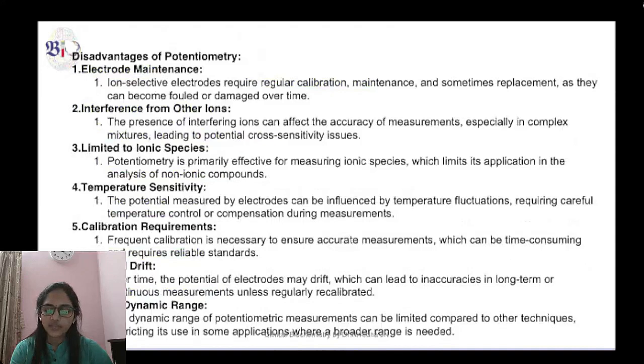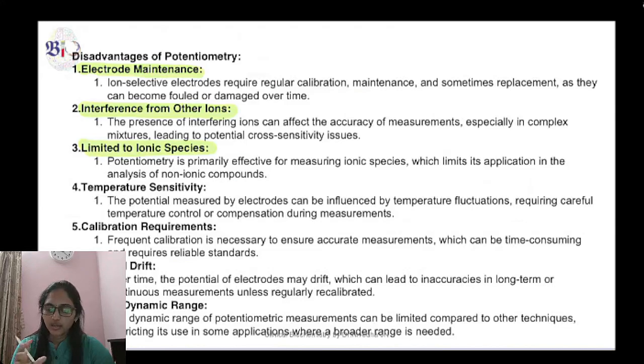Disadvantages: first, electrode maintenance. You have to constantly replace the electrodes, every 3 to 6 months. That is one disadvantage. And the reference electrode can degrade over time, so you have to definitely change it. And interference with other ions, of course. There can be interferences from other ions or from the sample matrix. Then limited to ionic species.